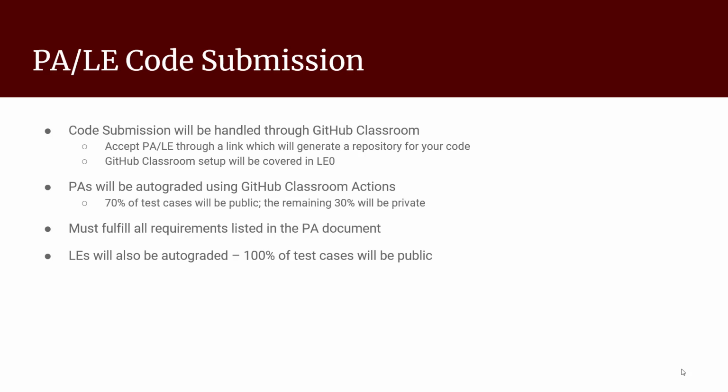PAs are going to be auto-graded. Once you've committed and pushed to the repo, an action gets kicked off and will run the auto-grader test cases. 70% of the test cases are going to be public that you will see the results from immediately. The remaining 30% are private. These private test cases cover stuff like edge cases, stuff like stress conditions. If you read the PA document carefully, you should be able to receive full credit for your PA. The document goes through everything.